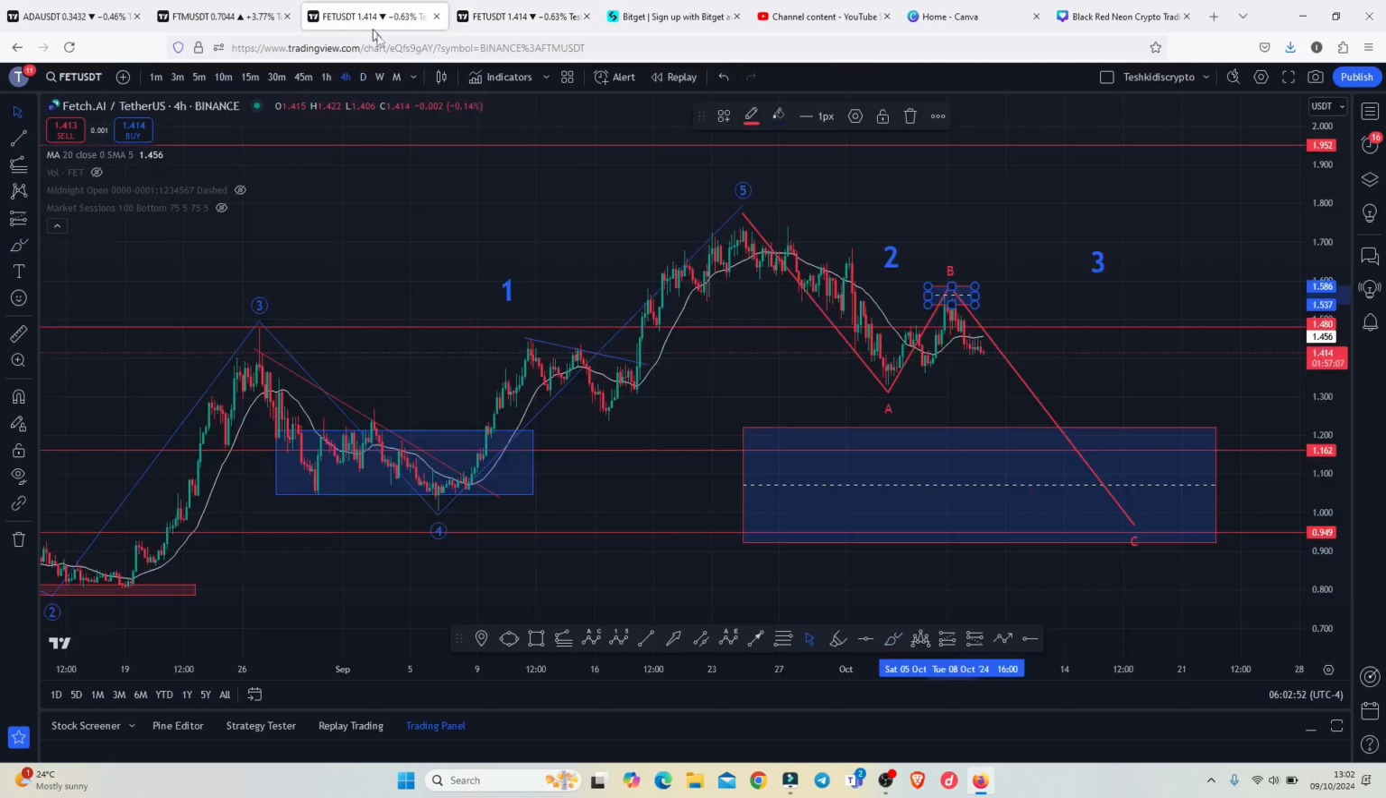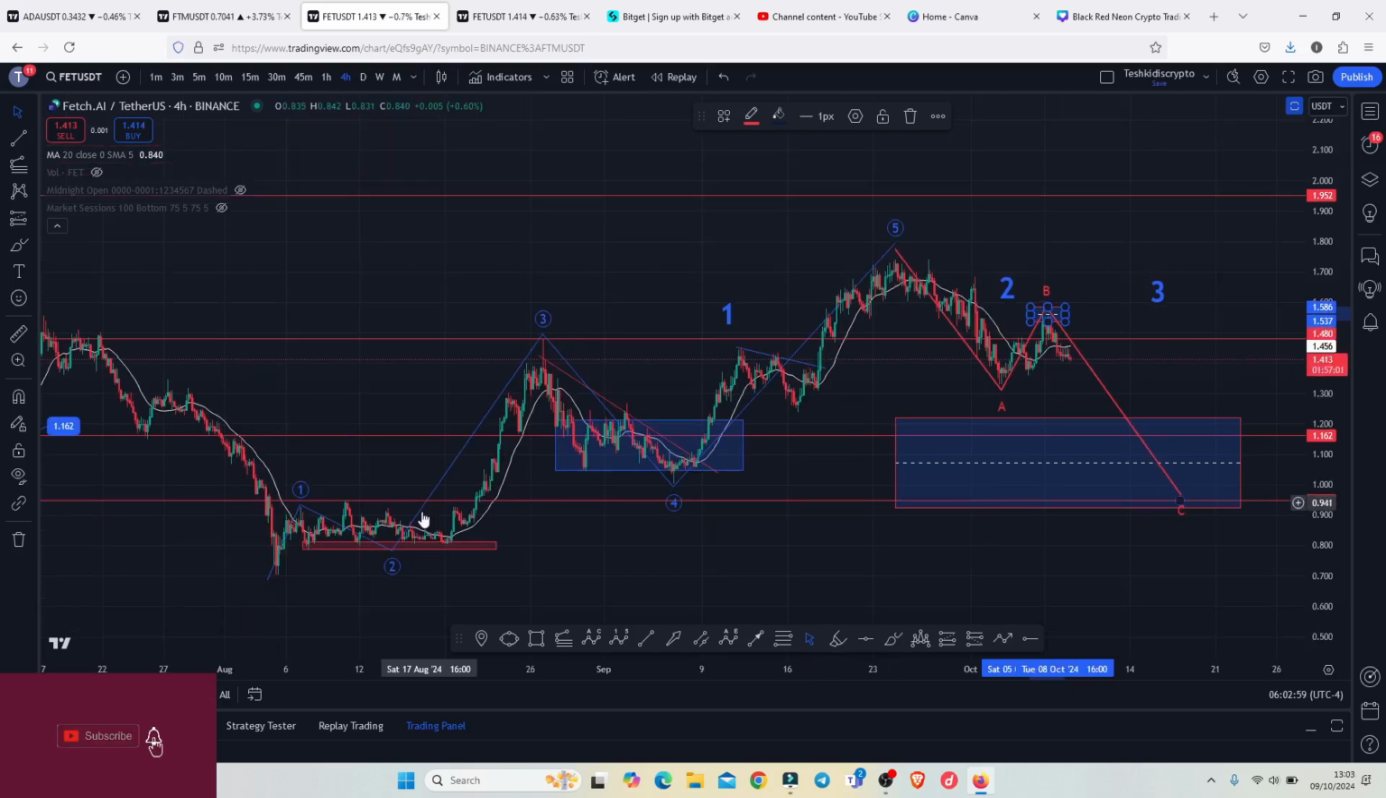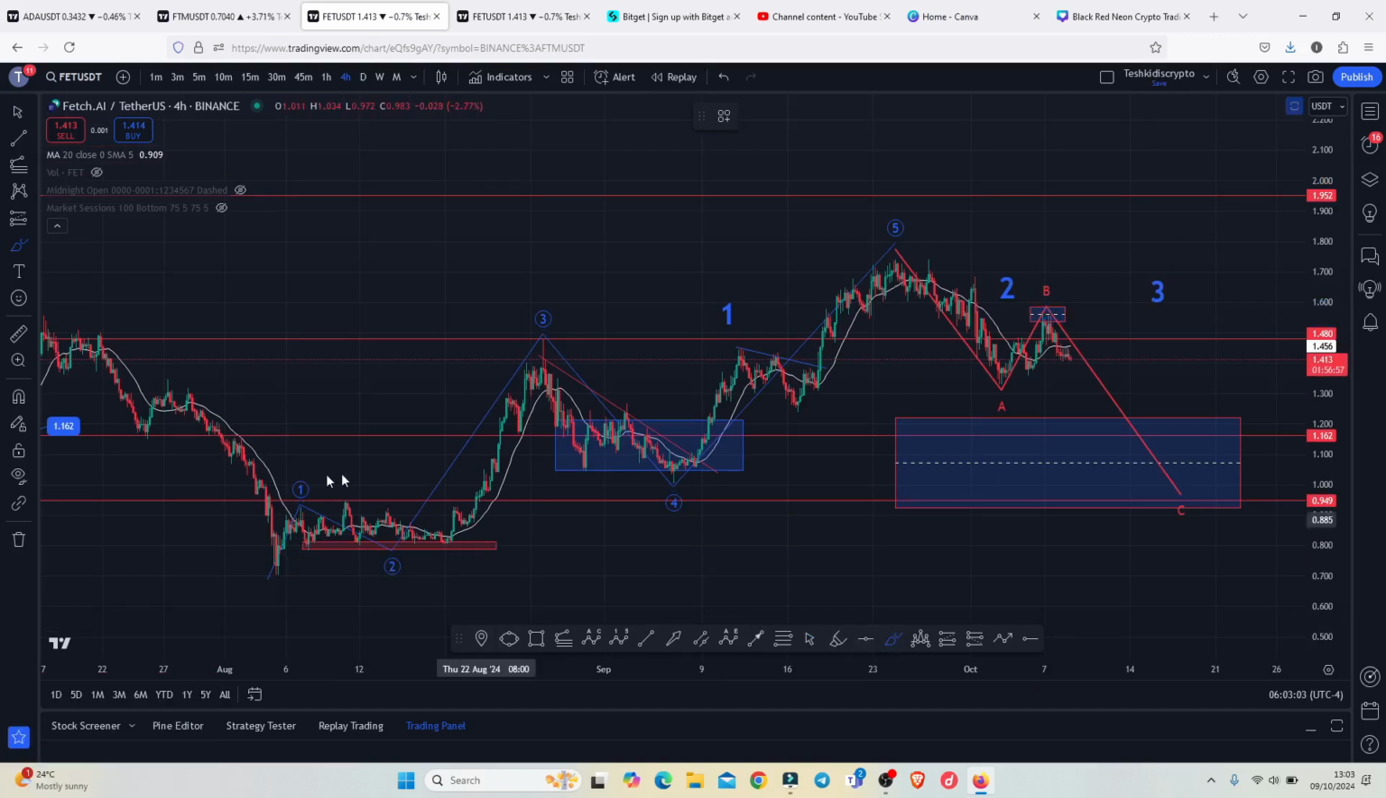Jumping to the 4-hour chart to now give you my short-term price prediction analysis. Here I have an Elliott wave structure that I have been tracking from the lows that we made on the 5th of August, where you can see that we peaked in a 5-wave structure over here, giving us a high above the $1.745, completing an even larger Elliott wave count 1.